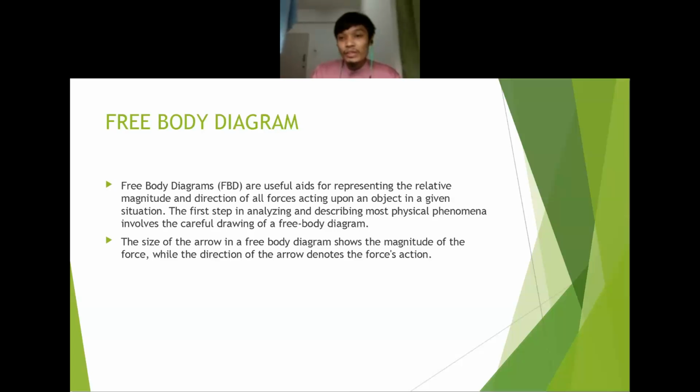So, a free body diagram is drawn from the actual structure from a 3D perspective. The size of the arrow in the free body diagram shows the magnitude of the force, while the direction of the arrow denotes the direction of the force action.